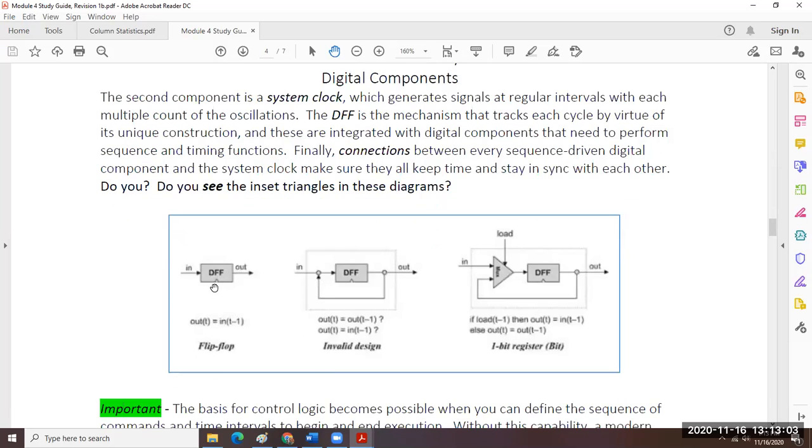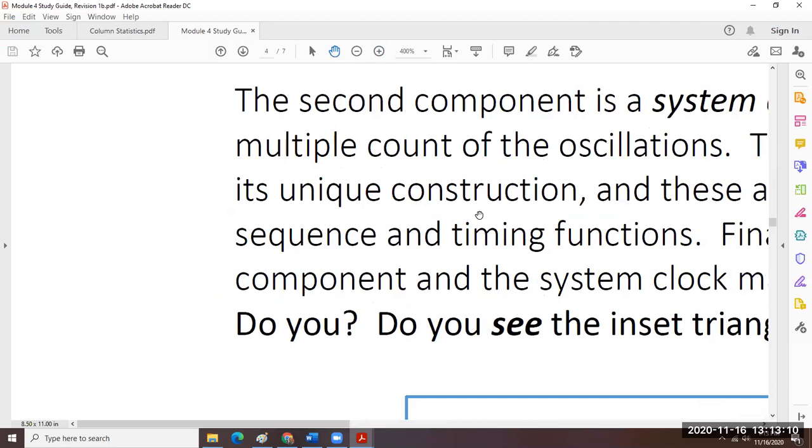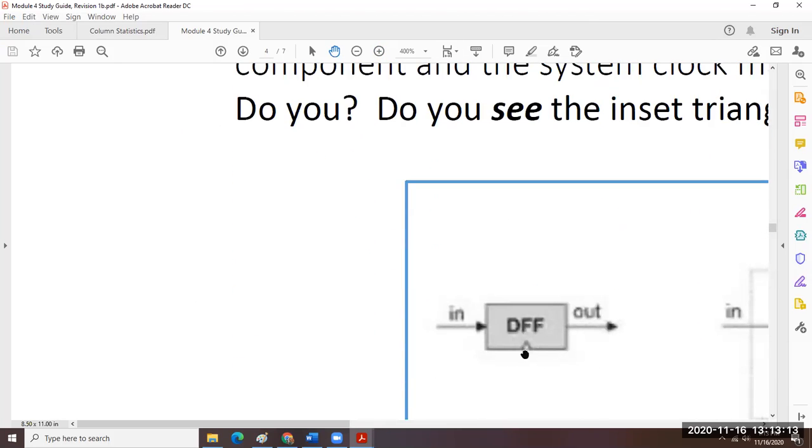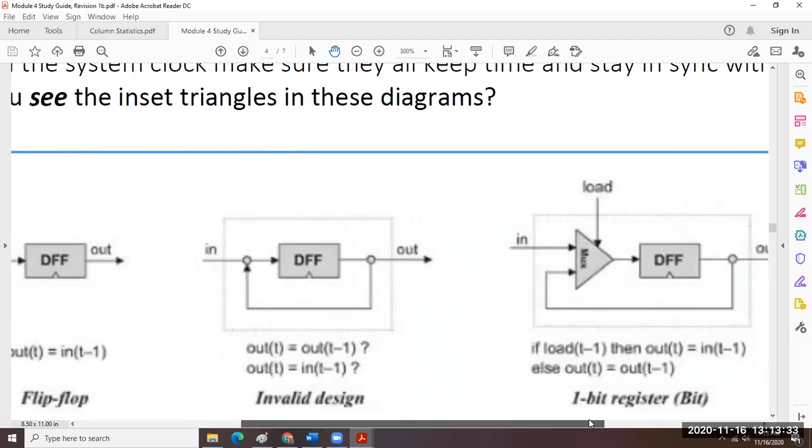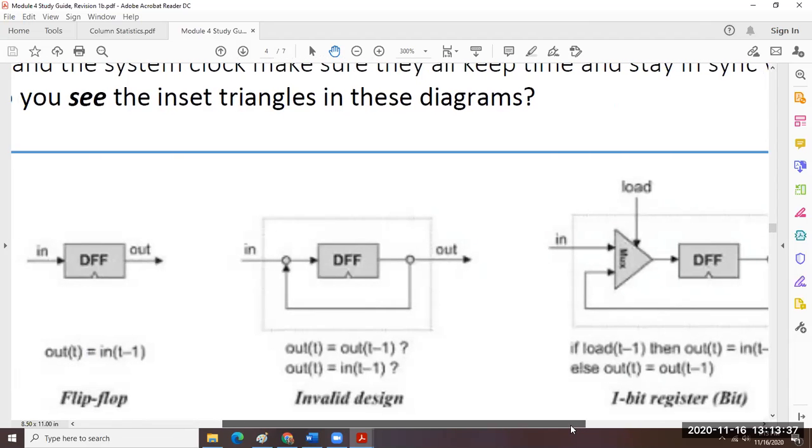This is something we called out in class. It's this little triangle right here. It's like a triangle that dents into the symbol. So whenever you see a basic logic gate with that chunk out of it along the bottom, you're talking about a DFF, and what's unique about a DFF is that it's the first of the sequential logic gate types that we reviewed in class. Does that answer your question about what an inset triangle looks like? Yes. Okay.